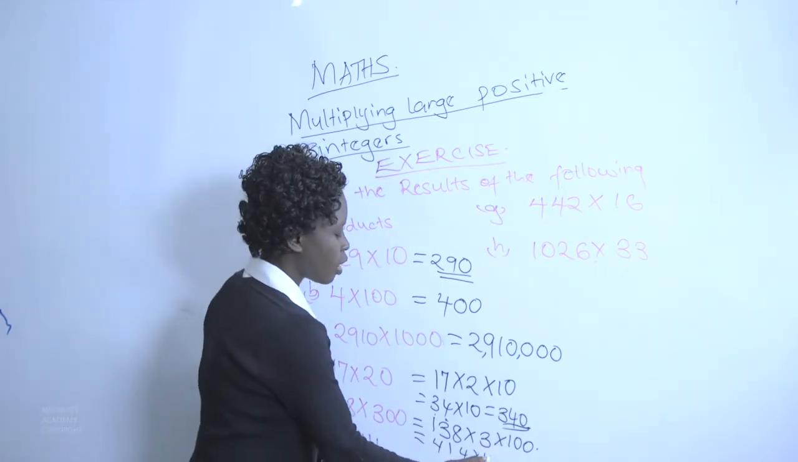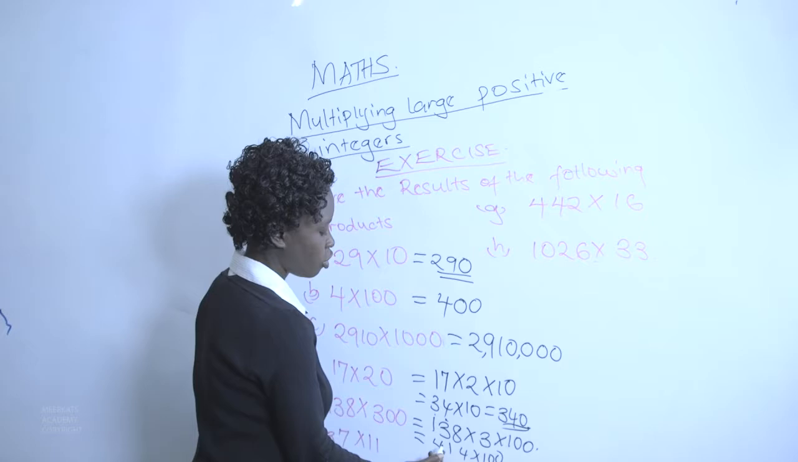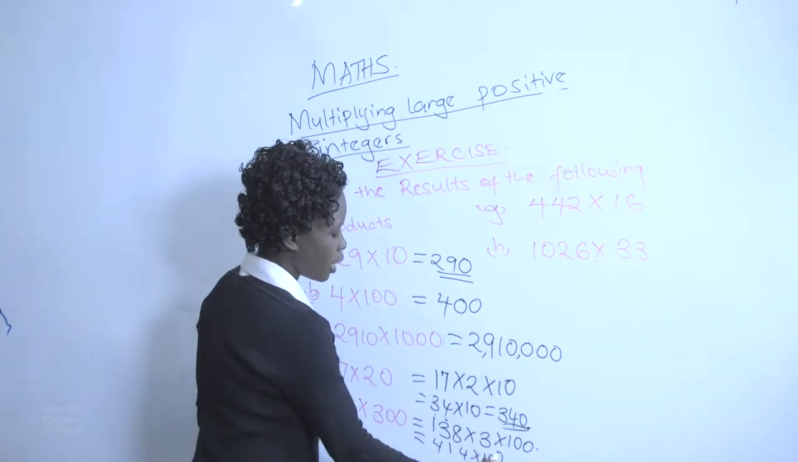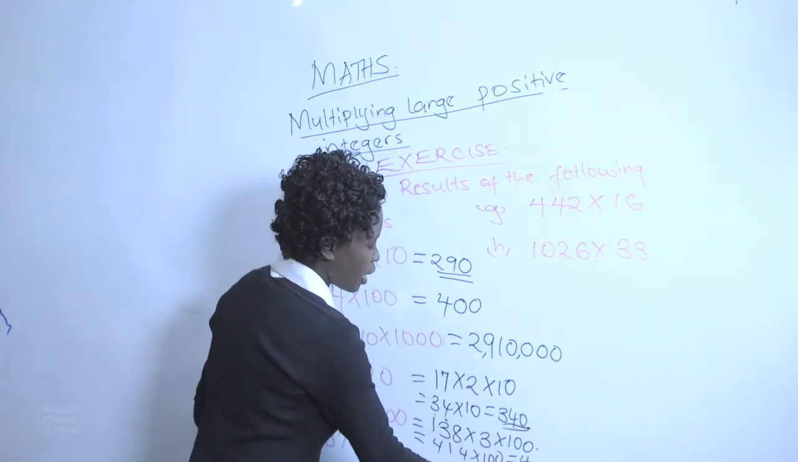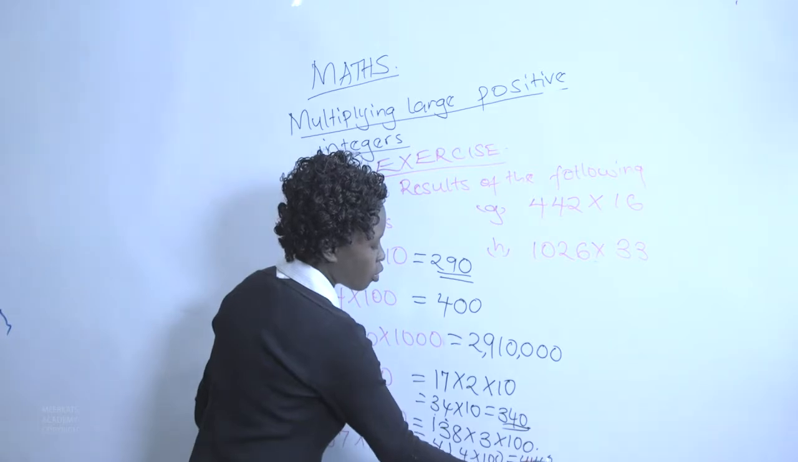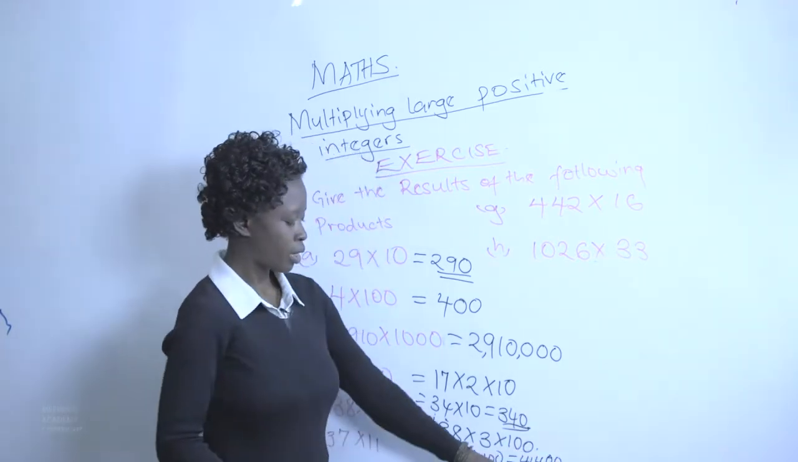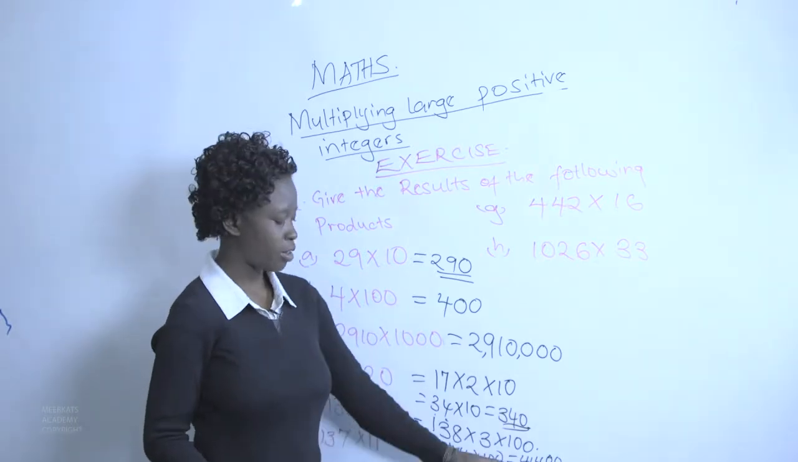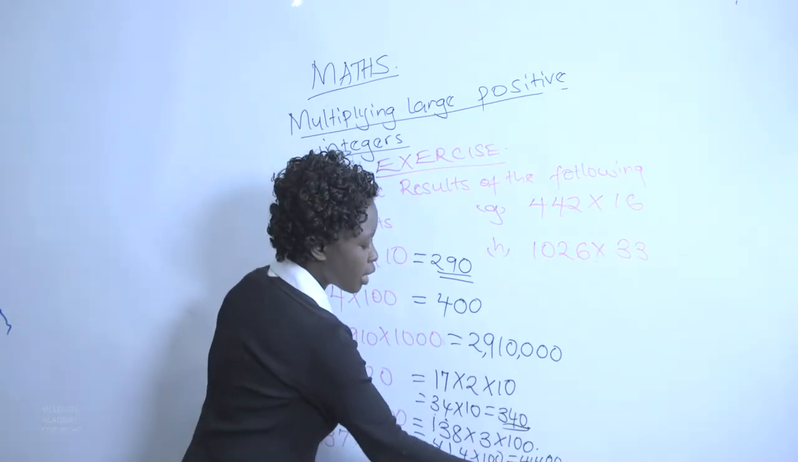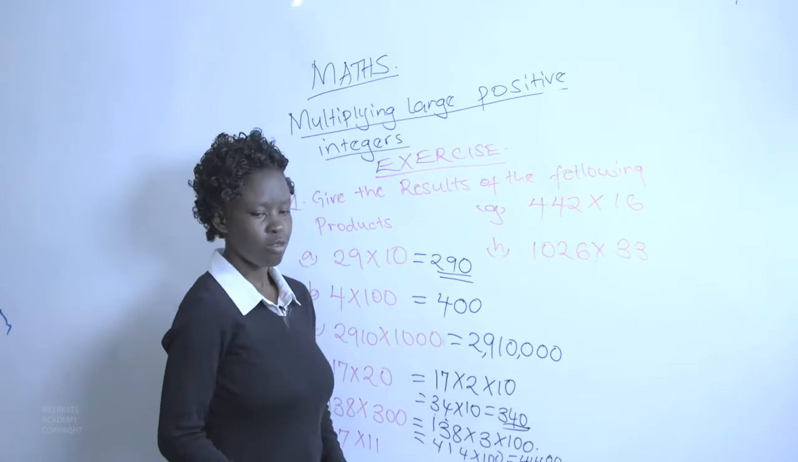Then times 100. So when we multiply 414 by 100, we will simply add the 2 zeros after the 414, so that our answer becomes 41,400.